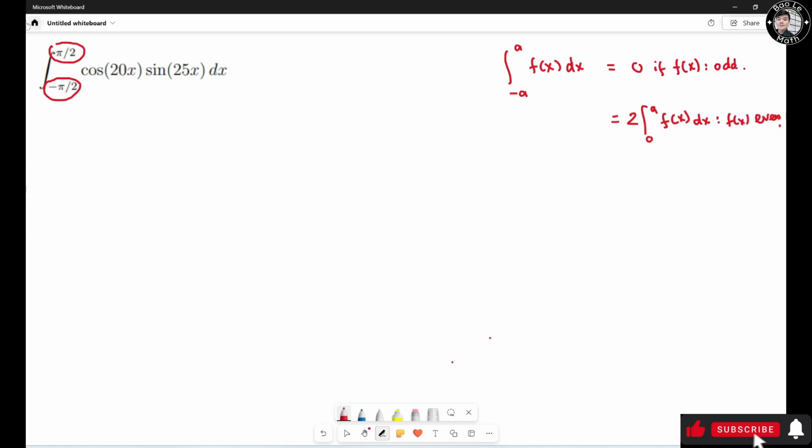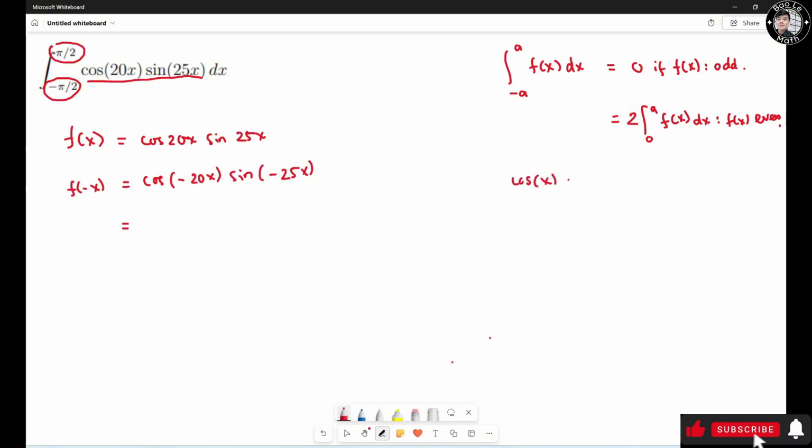Alright, so we look at f of s right here. We have f of s equals cosine of 20s times sine of 25s, right? Now we need to check f of negative s equals cosine of negative 20s times sine of negative 25s, right? Now, cosine of s is even, right? Then cosine of negative s equals cosine of s. Sine of s is odd, right? So then sine of negative s equals negative sine of s, right?